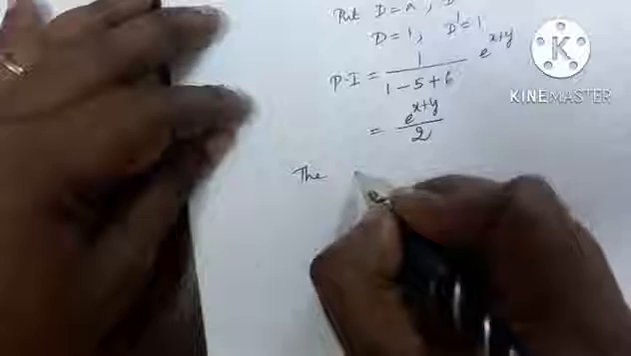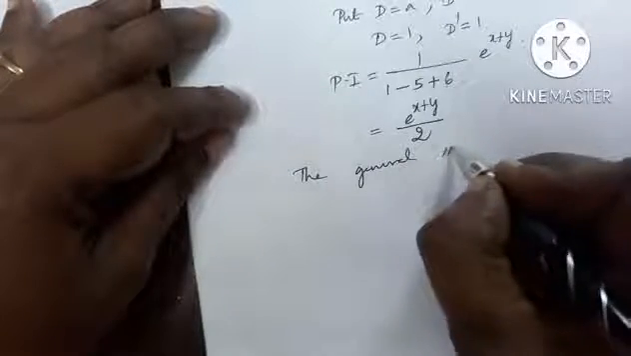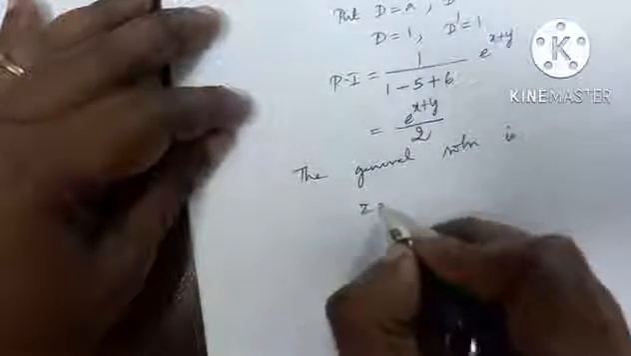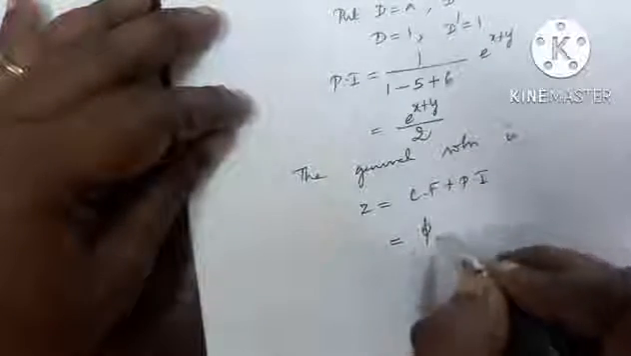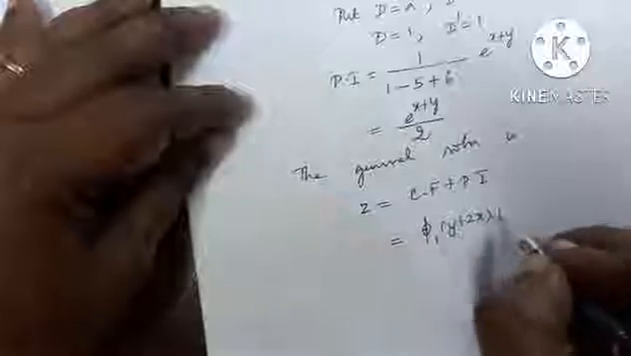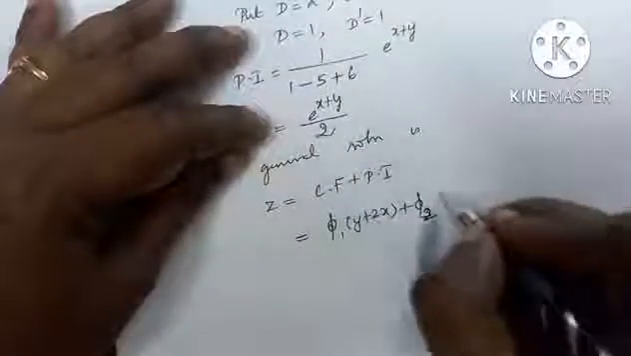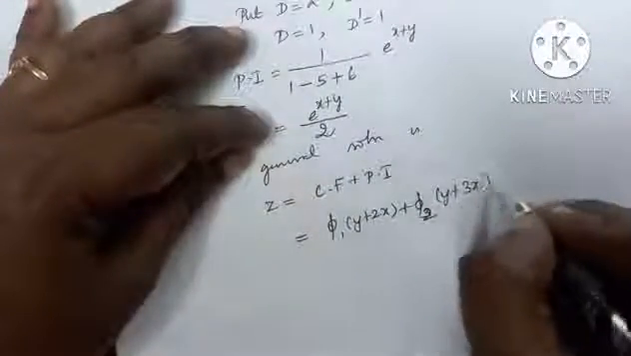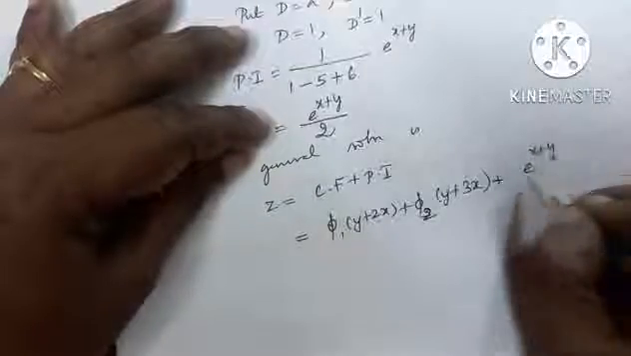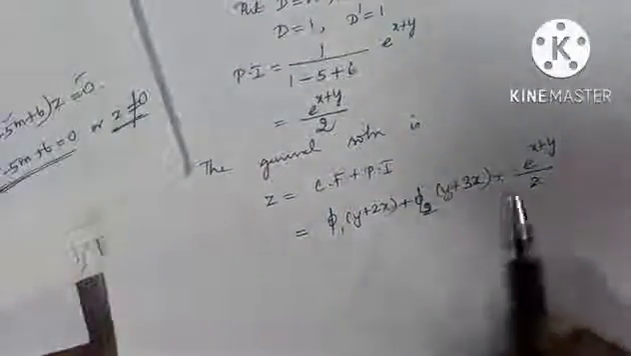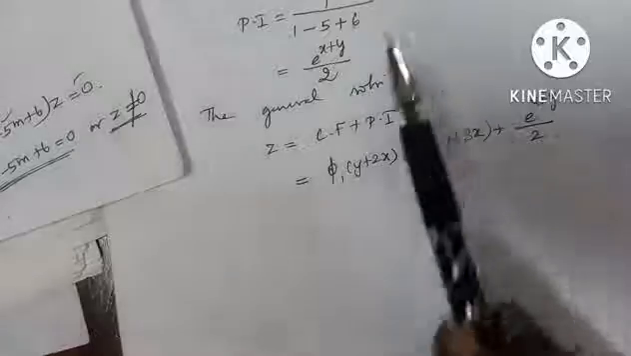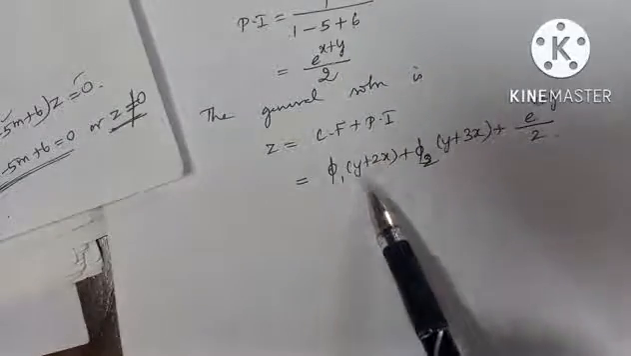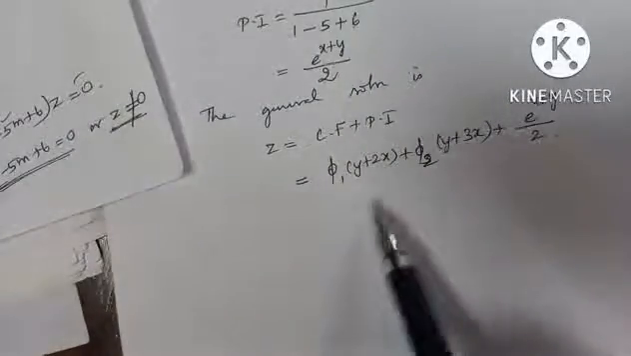Hence the general solution. The question is solve, so you will get the solution CF plus PI. You know the CF answer is phi 1 of (y plus 2x) plus phi 2 of (y plus 3x), plus e power x plus y by 2. This is the CF answer plus the PI answer. It is the general solution, right? General solution, because it has two arbitrary functions and the order of the differential equation is also 2. The solution is called the general solution, right?